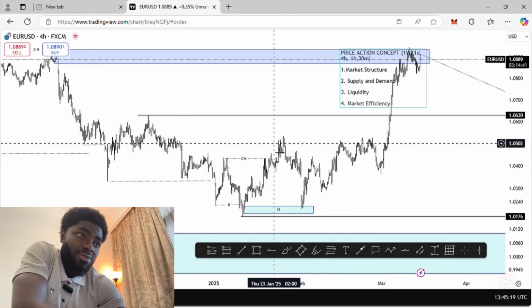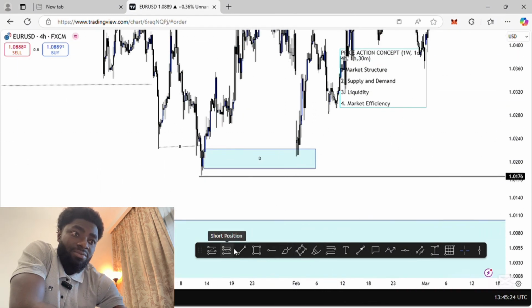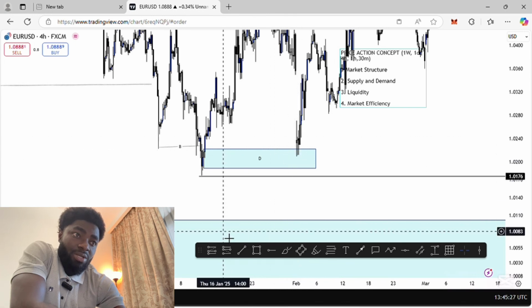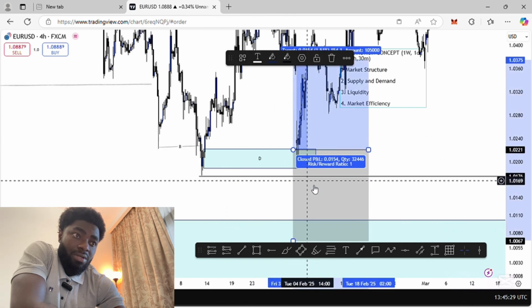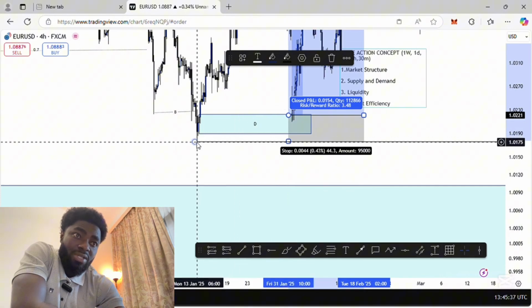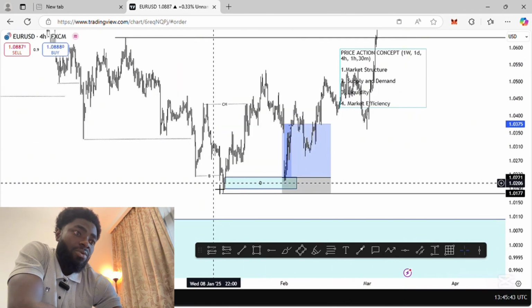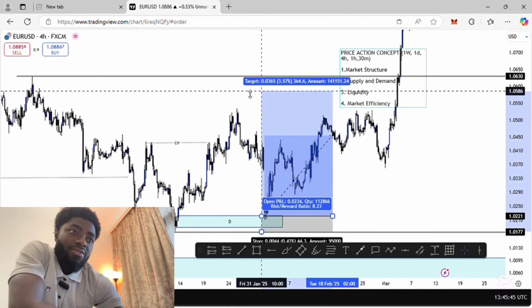So this is our demand zone here. So you take your long trade here, stop loss just beneath, because this low shouldn't be breached. If we breach this low, then you will continue selling to the lower side. So you have all this space to trade.